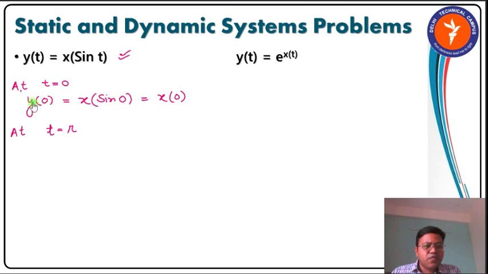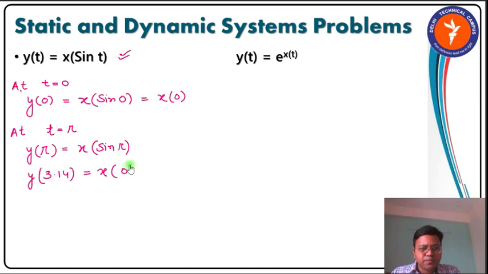At t equal to pi, we have y of pi equal to x of sine pi, where y of pi means y at the instant 3.14, and x of sine pi would be 0. Now this equation is saying that the future output will be depending upon past input. So from this we can conclude that the present output is depending upon past inputs.